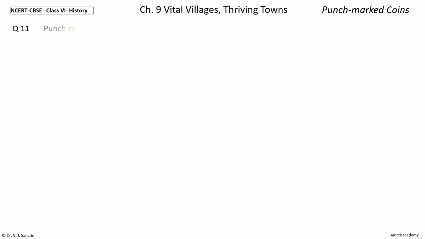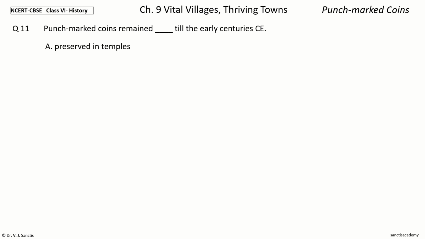Question 11. Punch-marked coins remain dash till the early centuries CE. The options are preserved in temples, in circulation, not stamped, undiscovered. Your time to choose. And the answer is in circulation. So, punch-marked coins remained in circulation till the early centuries CE.